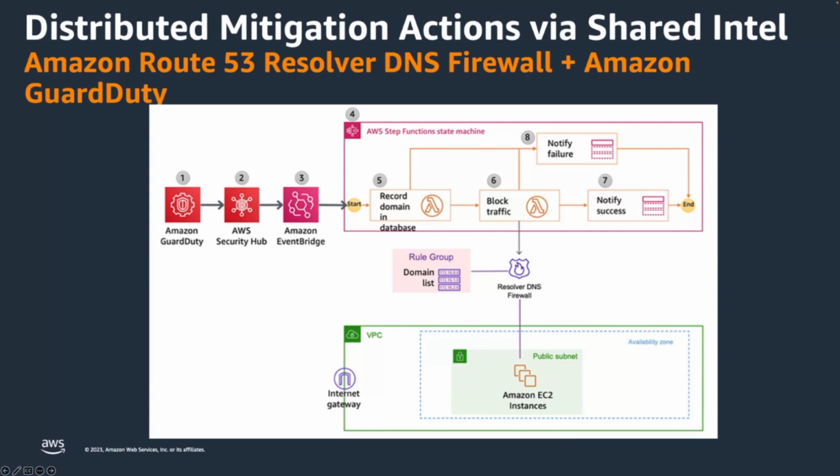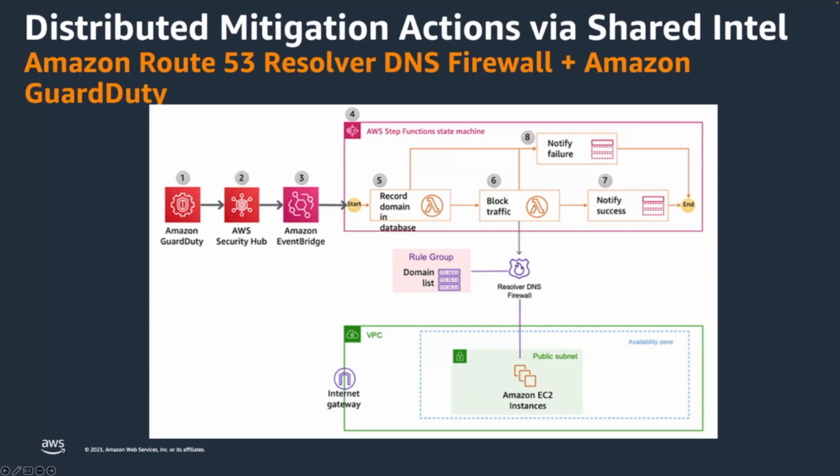That Step Functions state machine kicks off a defined workflow for updating our Route 53 DNS Firewall. Again, the first step of that workflow is going to be to use a DynamoDB table as an interim step to manage our list of malicious domain names. The state machine will look and see if we have a domain that already exists in our table. And if it does not exist there yet, we're going to add it.